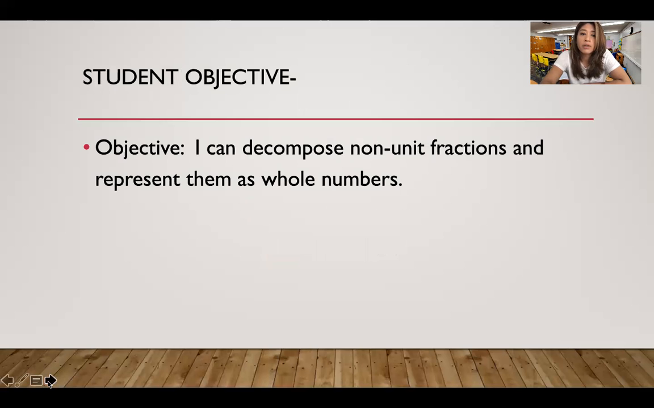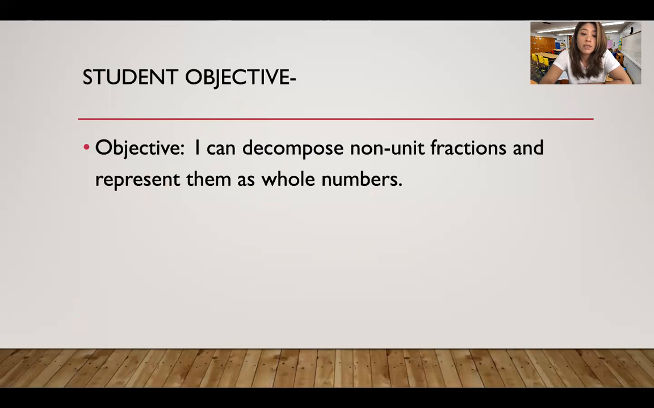So today we're going to continue to decompose non-unit fractions and represent them as whole numbers. So this is what you boys and girls did last week. A lot of you had the 10 problems as homework. I'm not sure how that went for you guys, but if you have any questions, you can ask those questions during our Zoom meetings on Tuesdays, okay?